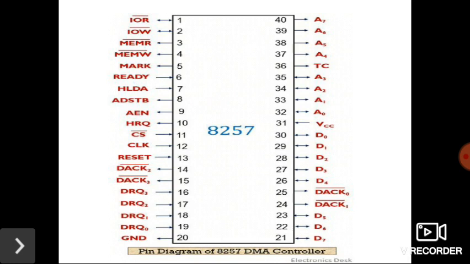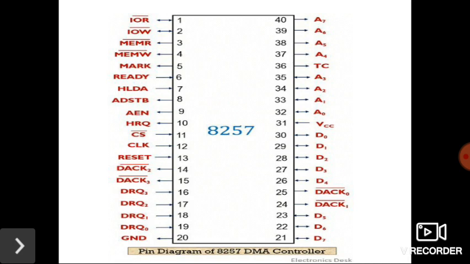Then address strobe, ADSTB. This is an output from the 8257 that strobes the most significant byte of the memory address generated by the DMA controller into the latches. Then TC, terminal count. This output indicates that the terminal count register content is 0. If the TC stop bit in the mode set register is set, the selected channel will be automatically disabled at the end of the DMA cycle. This pin will be activated when the 14-bit content of the terminal count register of the selected channel is equal to 0.